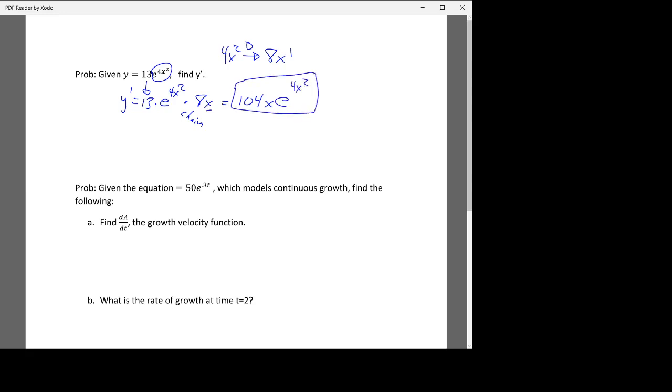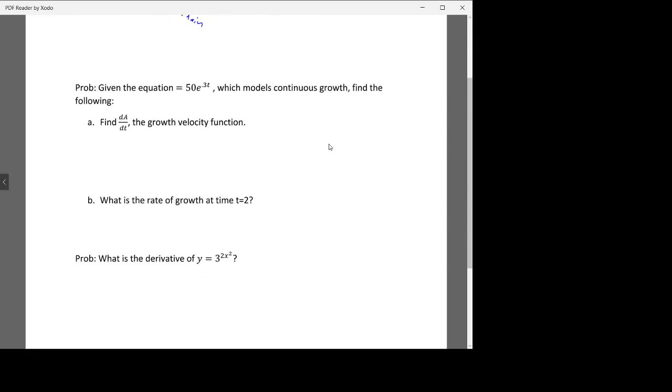So you might have to do a few more, and you can look in the homework problems for that. All right, so let's try one application problem here. A continuous growth problem here with a pretty high growth rate, 30%. Given the equation A equals 50 e to the 0.3t, which models continuous growth, find the following. The derivative of A with respect to t.